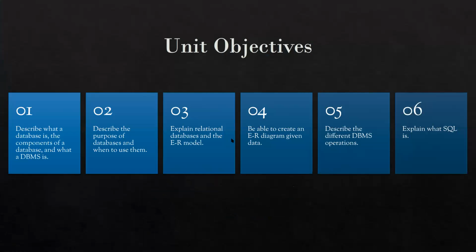So our objectives for this unit are to describe what a database is, the components of a database, and what a DBMS is, describe the purpose of databases and when to use them, explain relational databases and the entity relationship or ER model, be able to create an ER diagram given data. And for those of you who are choosing to do the database design homework, that's what we do with an ER diagram. You'll be describing the different DBMS operations and be able to explain what SQL is.